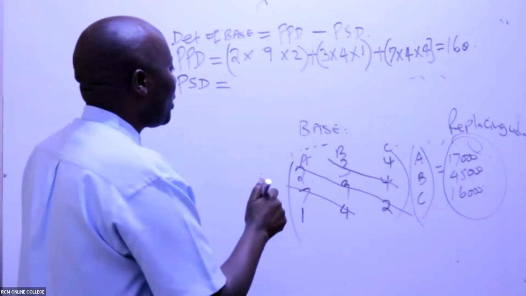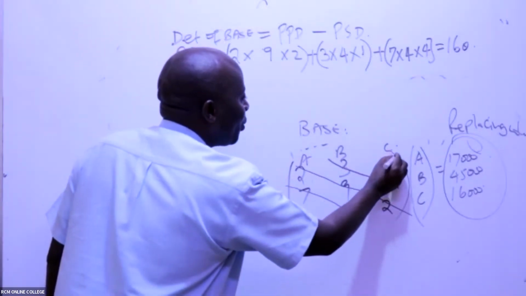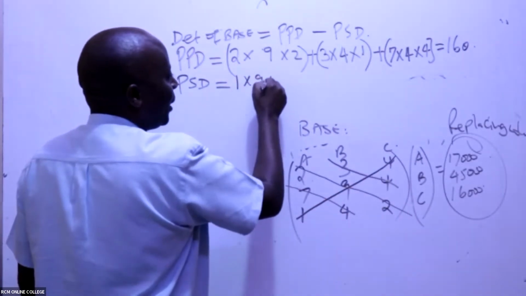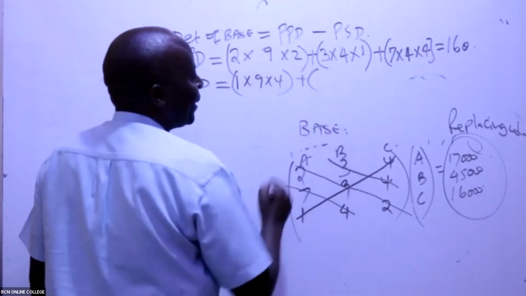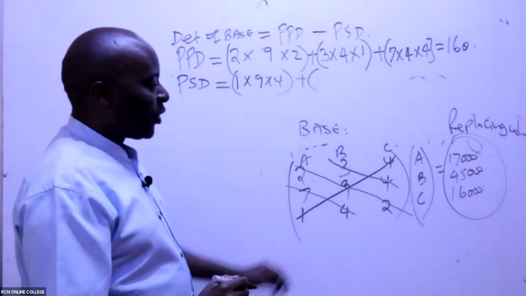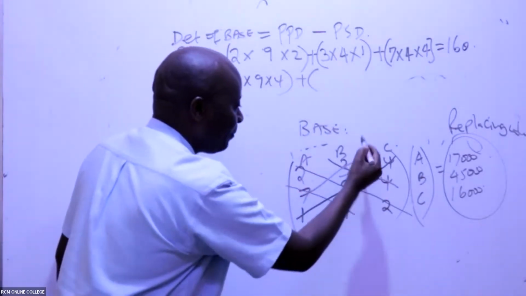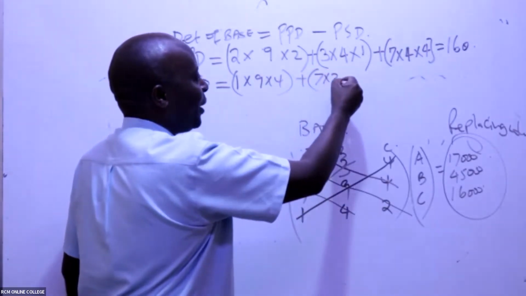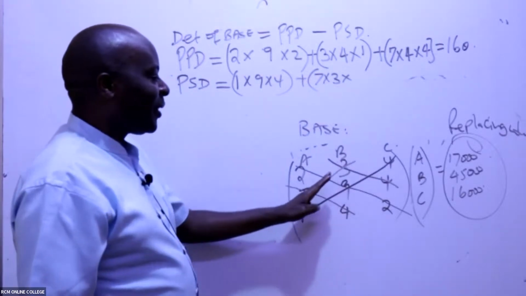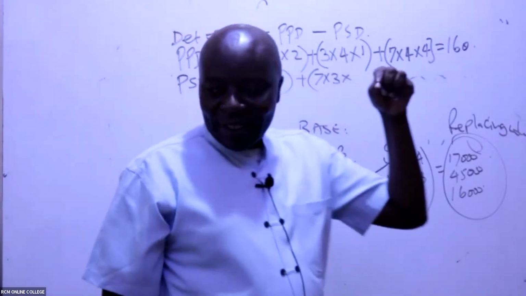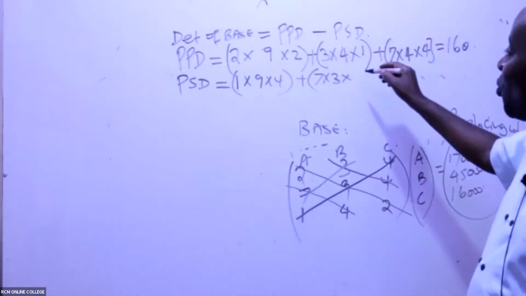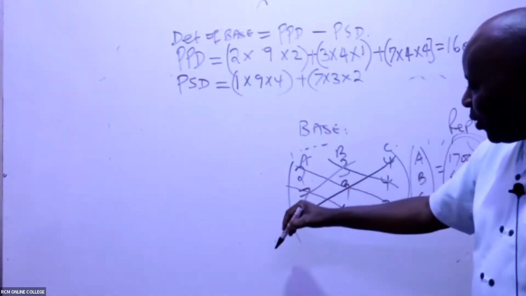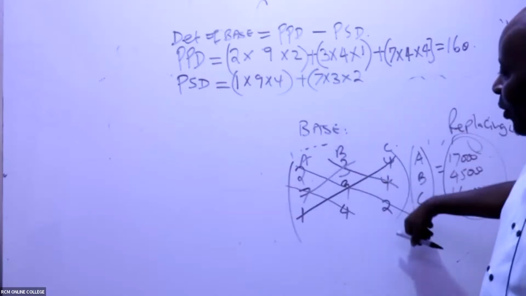So in this case, secondary. The very, very important secondary is this one here, that's the main one. So we have here 1 times 9 times 4, plus the parallel secondary, this one here, but there are only 2 elements: 7 times 3 times, is there somebody who can give me the third element? 7 times 3 times 2, farthest down, yes.